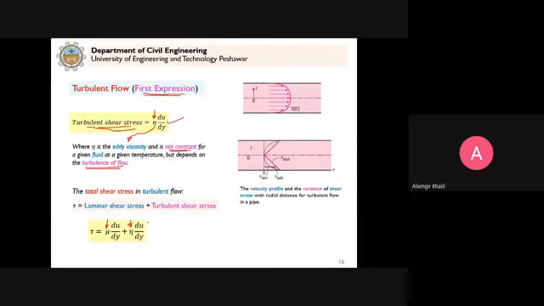Clear? Now, in case of turbulent flow, if you want to calculate the total shear stress, that will be equal to the laminar shear stress plus the turbulent shear stress. It has two components, so it will be equal to the sum of these two components. If you look at this diagram, you can see that this is now the shear stress diagram. For symmetry, we draw it like this.